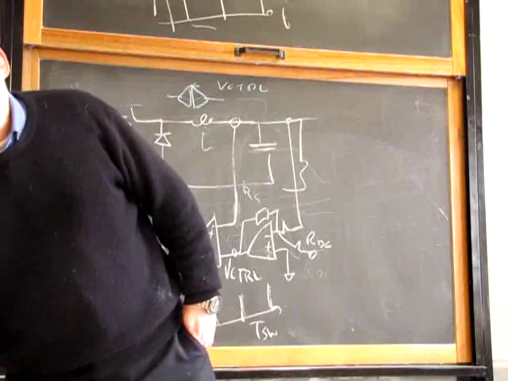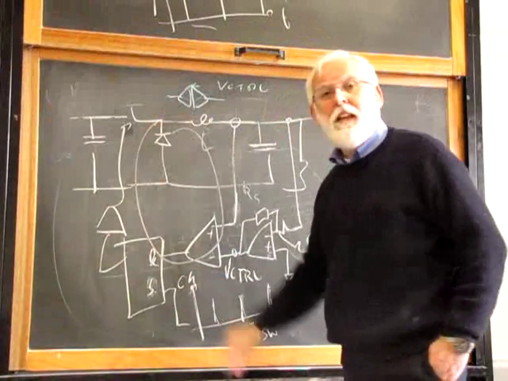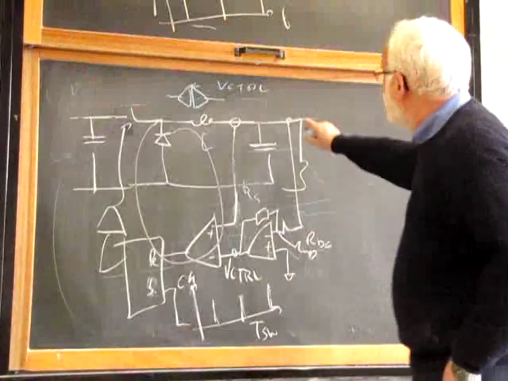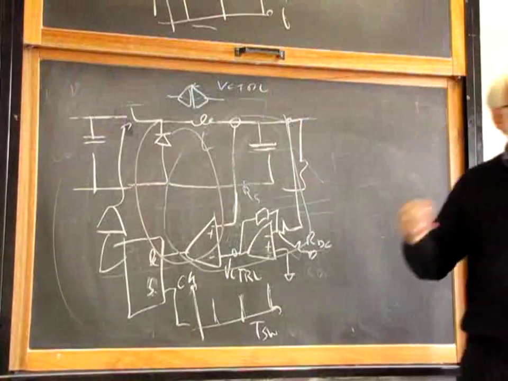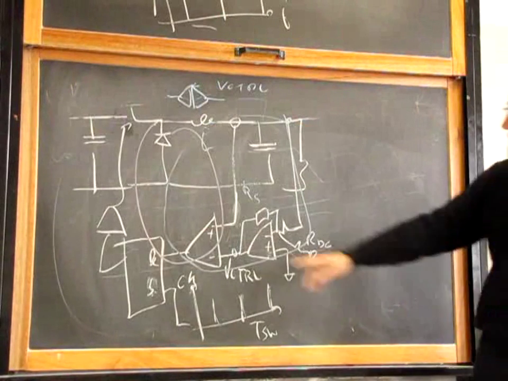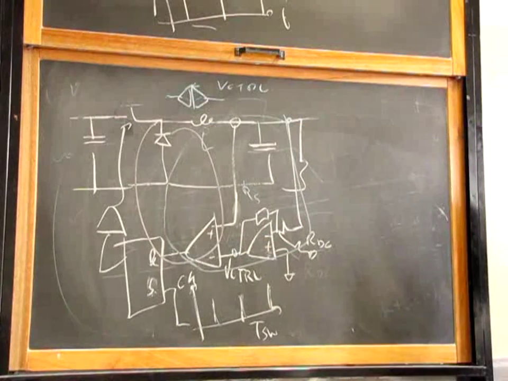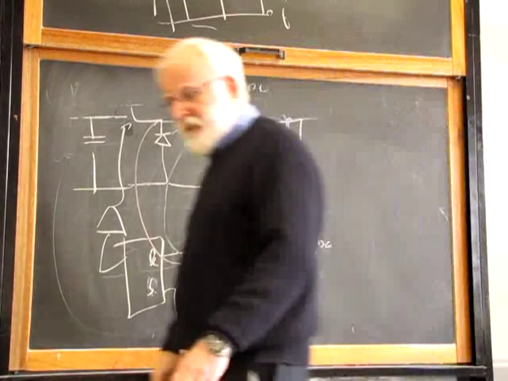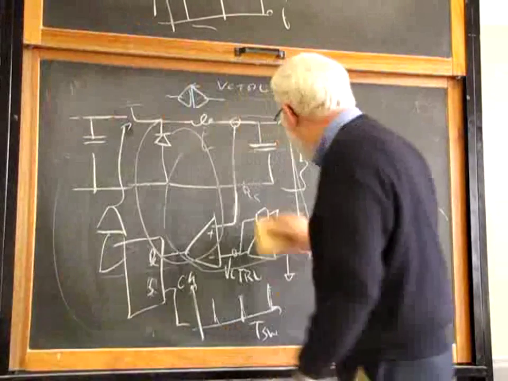One is a fast, non-linear loop, the current loop over here, and the other one is the slow voltage loop, the external loop, that is this one. You have one loop inside the other. The internal loop is fast, the external loop is slow. And there is still a detail that I should add, so you avoid surprises if you work with this circuit.